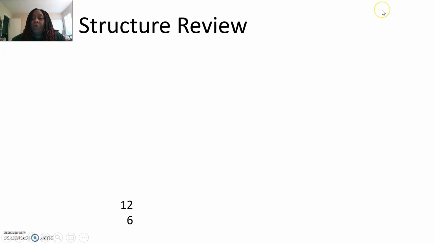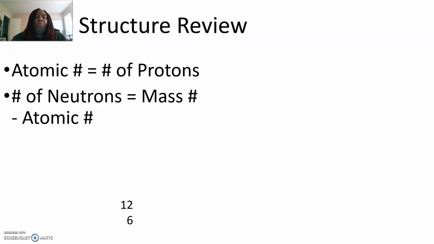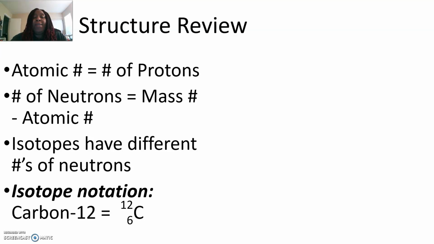First of all, let's review some of the things you should already know. We know that the atomic number is going to equal the number of protons, right? We also know that the number of neutrons is going to equal the mass number minus the atomic number. We should also know that isotopes are going to have different numbers of neutrons. And then finally, if you remember, there are two different types of isotopic notation.